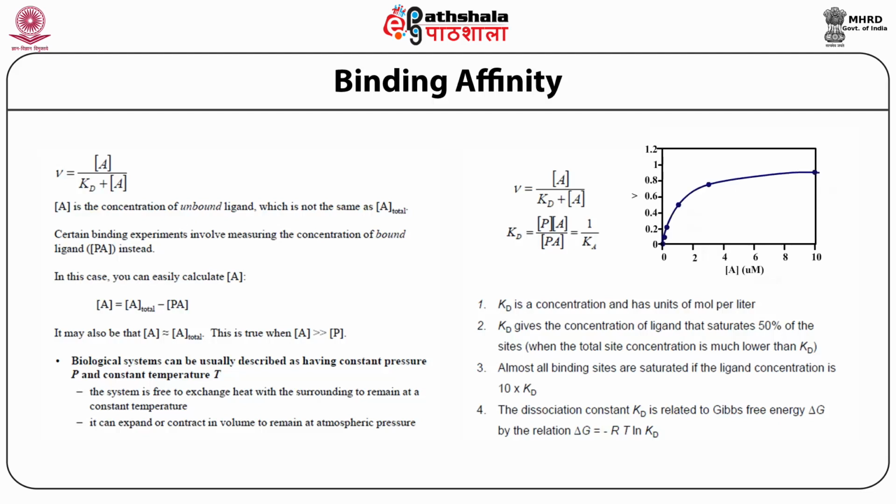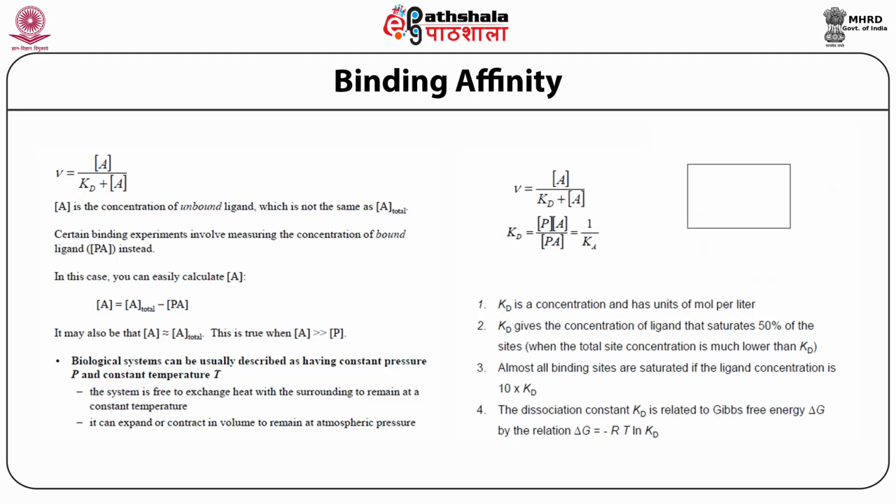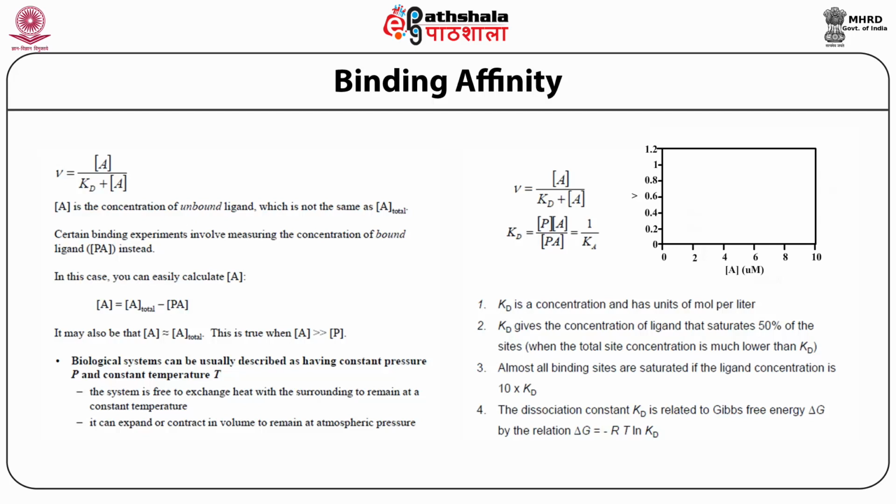So V equals A divided by Kd plus A, or Kd equals P times A divided by PA, which equals 1 by Ka. The Kd is a concentration and has units of moles per liter. Kd gives the concentration of ligand that saturates 50% of the sites when the total site concentration is much lower than Kd. Almost all binding sites are saturated if the ligand concentration is 10 times Kd.